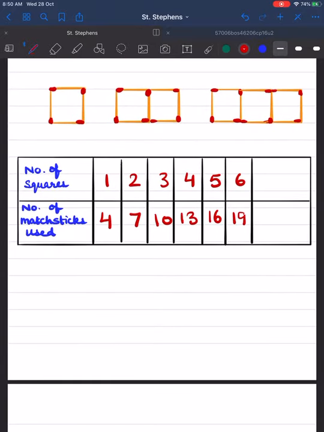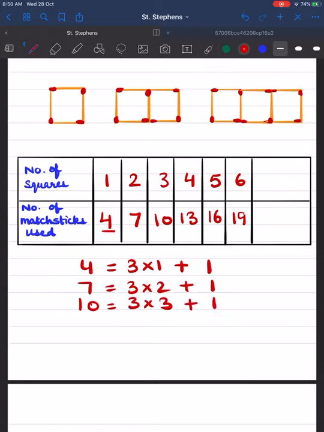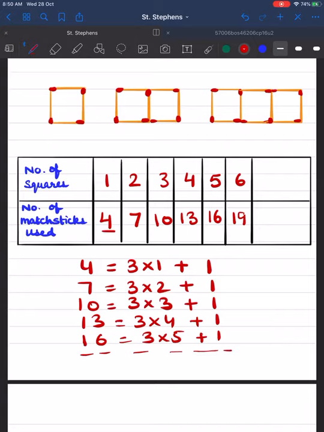So here 4 can be written as 3 into 1 plus 1. 7 can be written as 3 into 2 plus 1. 10 can be written as 3 into 3 plus 1. Then 13 can be written as 3 into 4 plus 1. 16 can be written as 3 into 5 plus 1, and so on. So here we observe that this 3 remains same for any number of squares, and here 1, 2, 3, 4 and 5 represent number of squares made, and this one also remains the same.